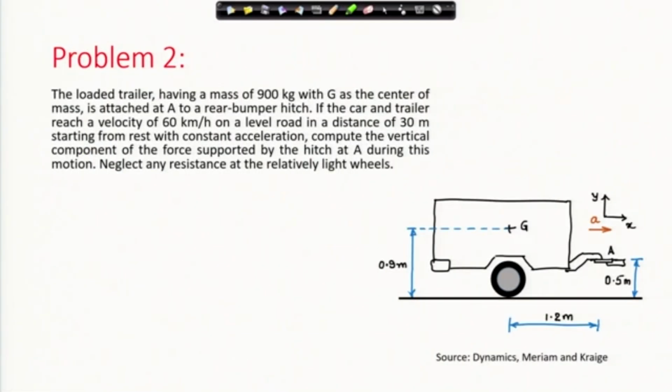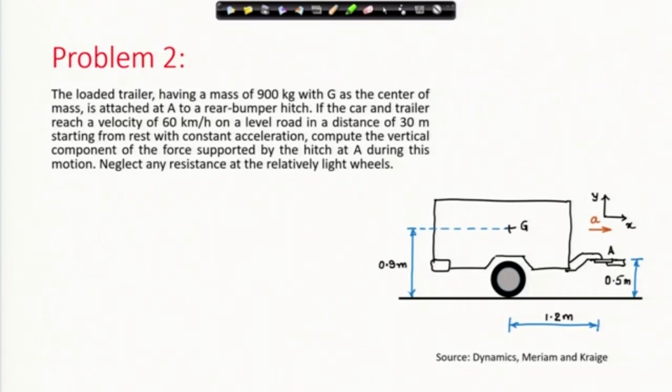Let us move over to the second problem, again from the textbook of Meriam and Kraige. It says the loaded trailer having a mass of 900 kilogram with G as the center of mass is attached at A, this point A which is shown in the figure, to a rear bumper hitch. If the car and trailer reach a velocity of 60 km per hour on a level road in a distance of 30 meters starting from rest with constant acceleration, compute the vertical component of the force supported by the hitch at A during this motion. Neglect any resistance at the relatively light wheels.